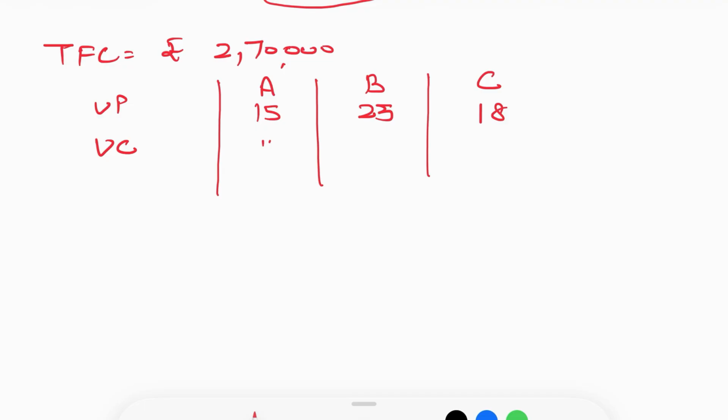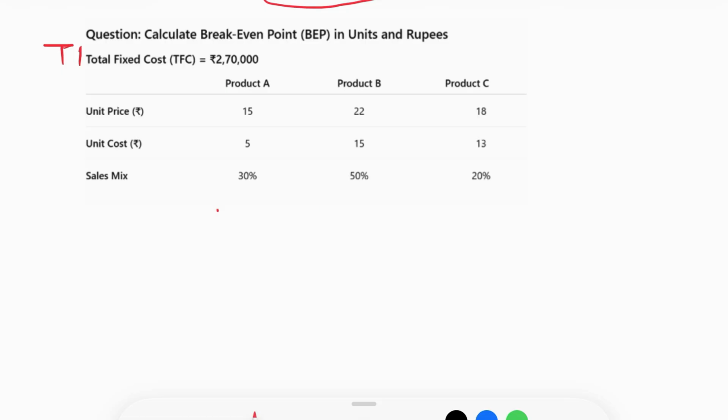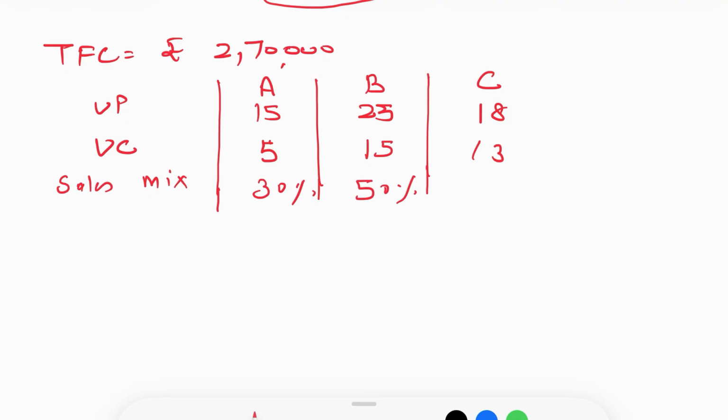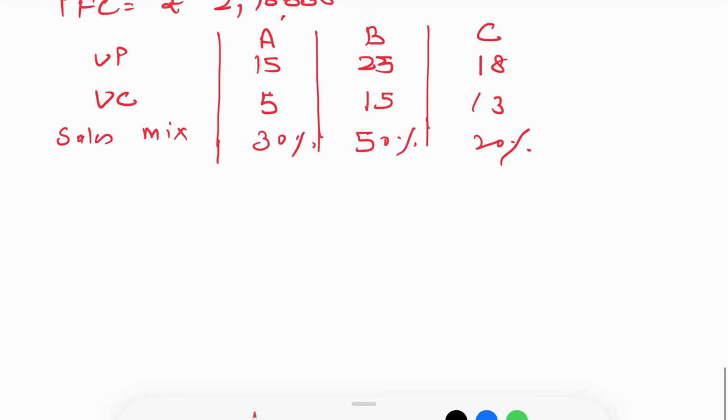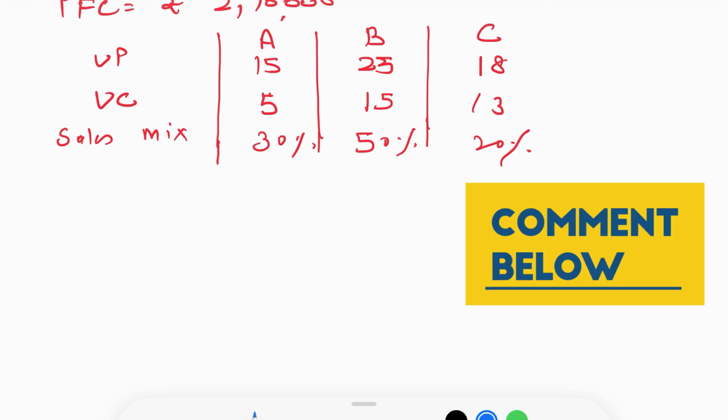Let's say for B let's take 15 and for C let's take 13, and here we'll take 5. I'm making this question right now for you. So the sales proportion or sales mix, let's say it is given to you as 30%, 50% and 20%. So solve it now. Start solving it and write down your answer in the comment box fast.